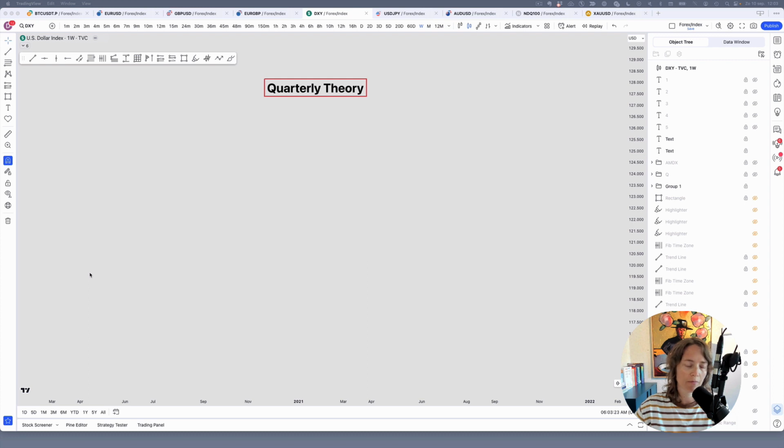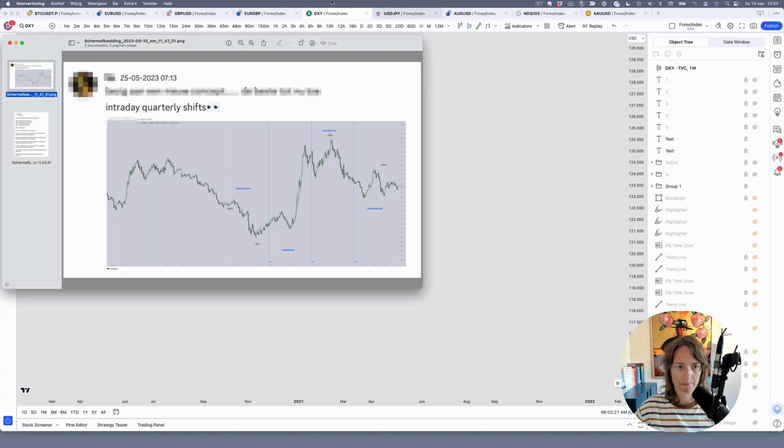So the friend of mine, and let me grab the post he sent me, he said, you can also look at quarterly shifts fractally. And I will dive into it and explain everything to you, but I think this is the hack of the algorithm. This is something you can see on all time frames, so the yearly, monthly, weekly, stuff like that.